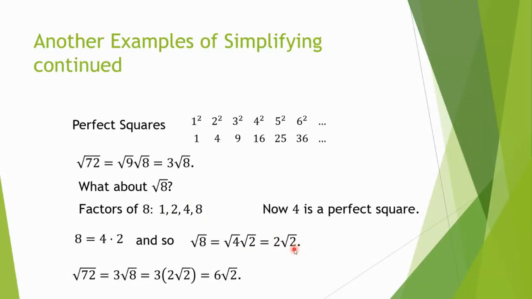Okay, so now what do we do next? Now we plug it in over here, as you can see. And so altogether, we're going to get 3 times 2 times the square root of 2. And that's, of course, 6 times the square root of 2.